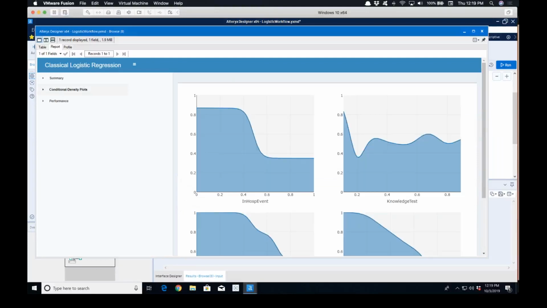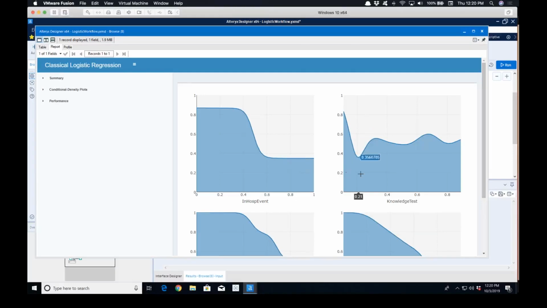Okay. The conditional density plots, I think this is a really nice feature inside of Alteryx that they show for us. On the y-axis here is our probability of response, going from 0 to 1, and then how much someone having an in-hospital event actually contributes toward that probability. So for each of our values, if someone does not have an in-hospital event, then we're seeing their probability change across here. As people do have in-hospital events, their probabilities are changing based on this conditional density plot.